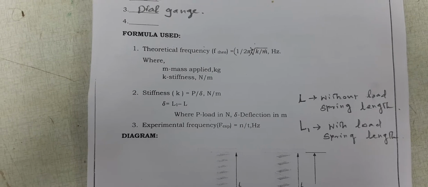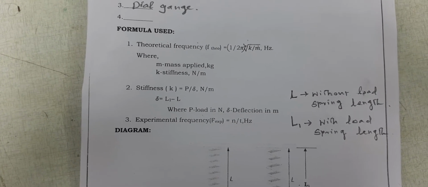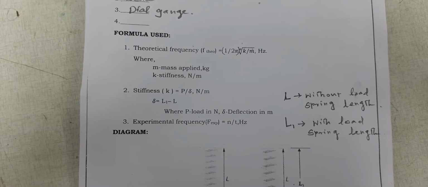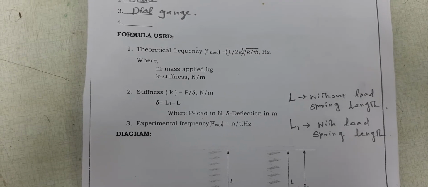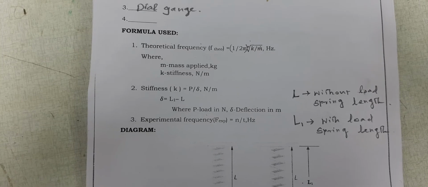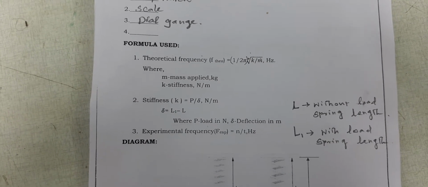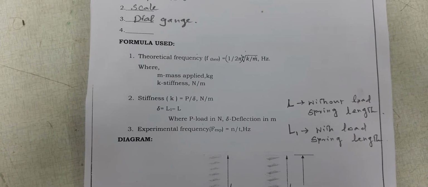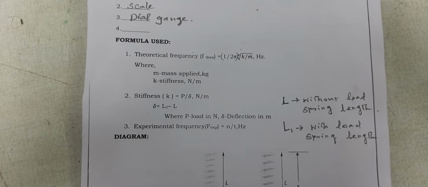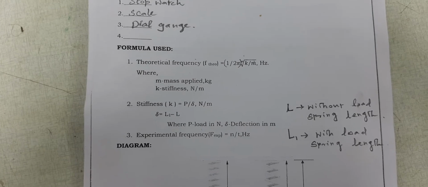If we need the deflection value, it is the change in length minus the original length. With the help of this, we can find out the deflection value. Then experimental frequency is equal to small n divided by T. Unit is hertz. That small n is the number of oscillations, that means 10 oscillations. T is the time taken for 10 oscillations. These are the formulas we are going to use to calculate the natural frequency.